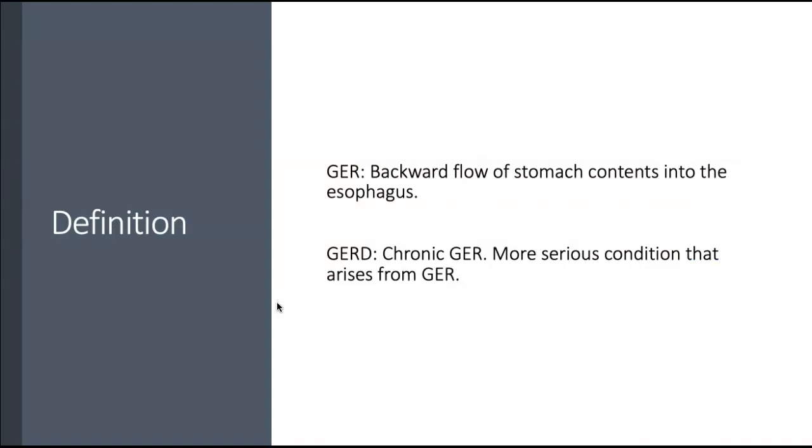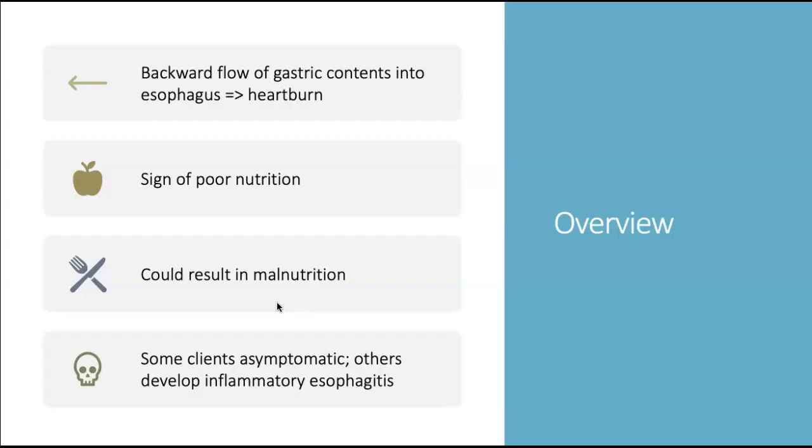Moving on. So the definition of GER and GERD, they're pretty much the same thing, just one is chronic, one is acute. GER is the backward flow of stomach contents into the esophagus, whereas GERD is just a chronic state of GER, so it's been going on for years and years. It's more serious because over time, the esophagus lining being exposed to the acid can cause changes in the cells, which we'll talk about in just a little bit.